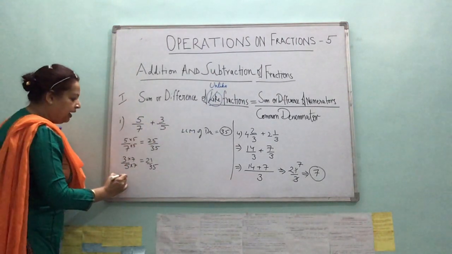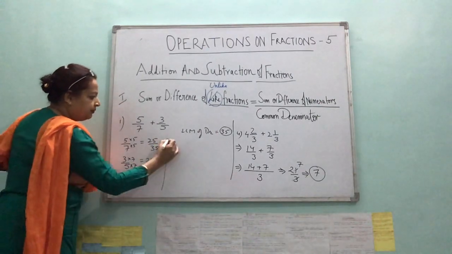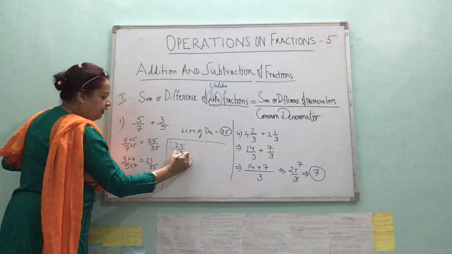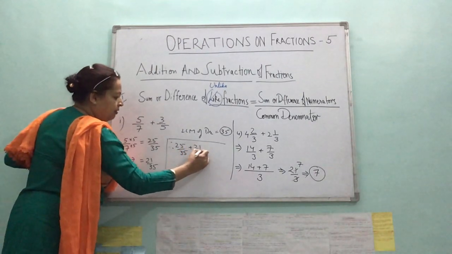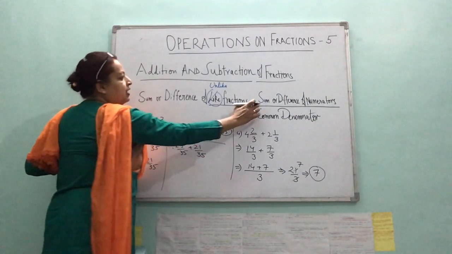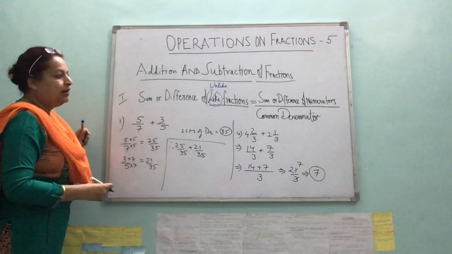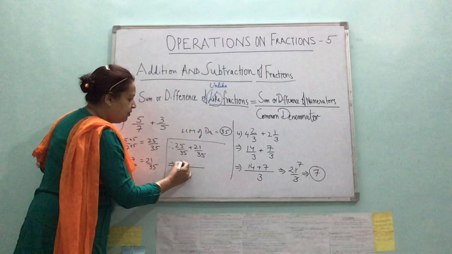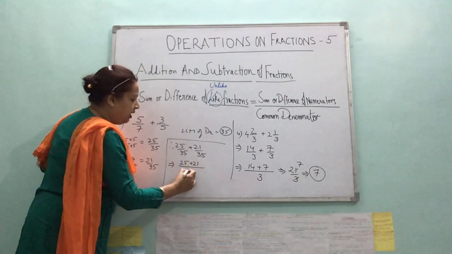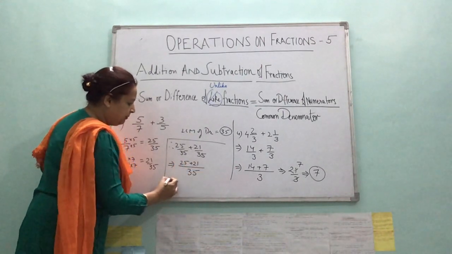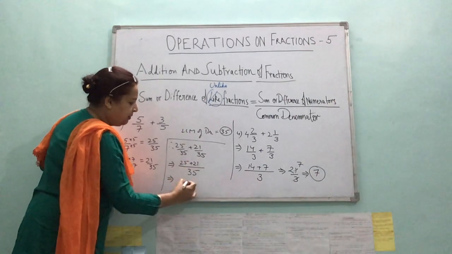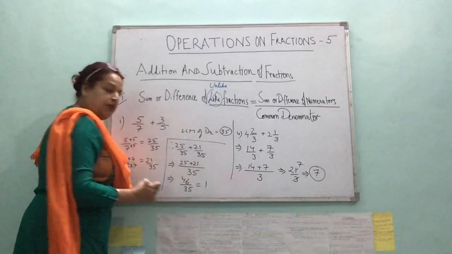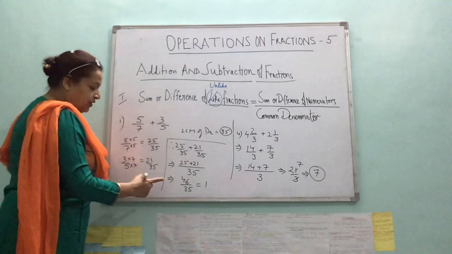So if I have to add, I'll do it here. Their sum is 25 by 35 plus 21 by 35. It is just like this. We have to add the numerators, 25 plus 21, upon the common denominator. Well, 5 plus 1, 6, so 46 by 35. We can convert it into its mixed fraction.